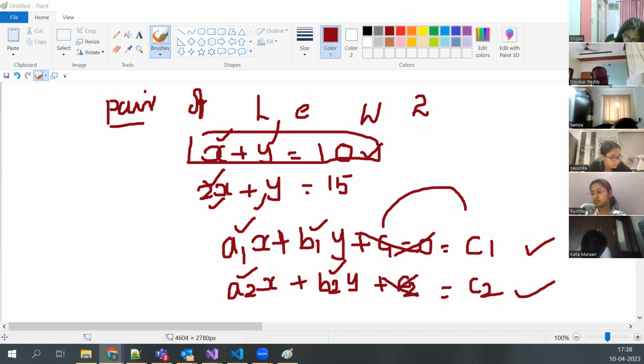Example, 2x plus 3 equal to 0. Next, a linear equation with one variable contains only one solution.